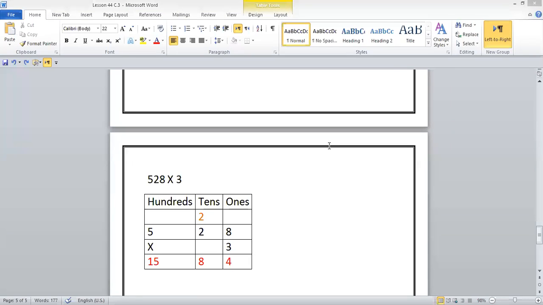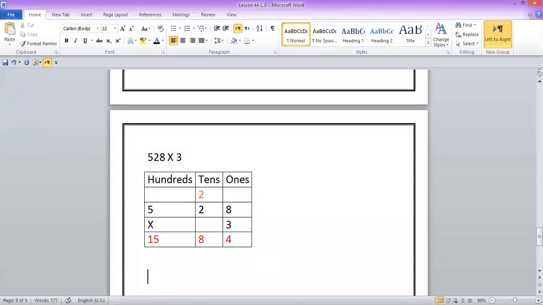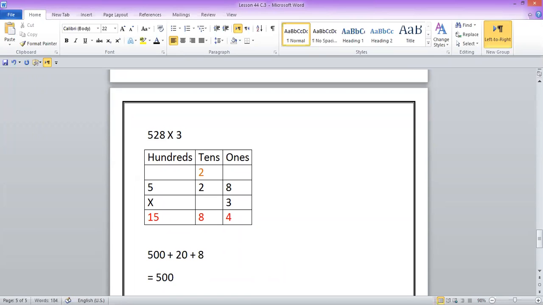Very good. Can you do it with the partition method? I can do it with the partition method too. Check here. This is 528. How can I write 528? I can write 500 plus 20 plus 8. So I'm going to multiply 500 by 3, because we have to multiply the whole number by 3. So 500 by 3 plus 20 by 3 plus 8 by 3.